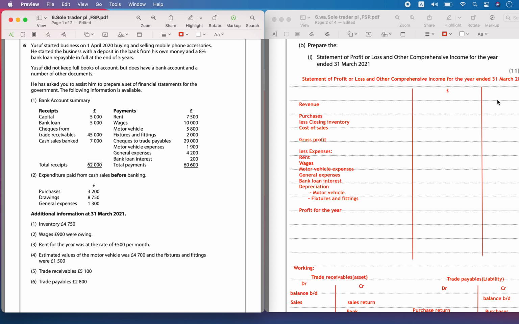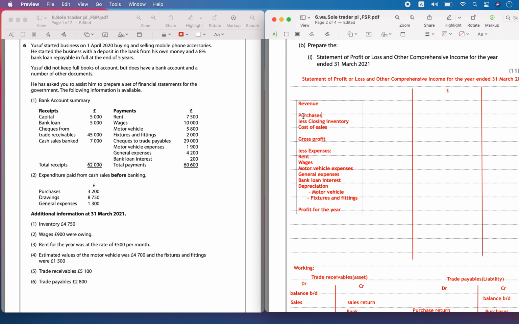Now the format for this, statement of profit and loss, you should know very well. First you will find the revenue. The next step you have to include is the purchases of inventory, plus any opening inventory, minus the closing inventory, and then you will get the cost of sales. Revenue minus this will give you the gross profit, and then less all the expenses. Gross profit minus these expenses will give you the profit for the year.